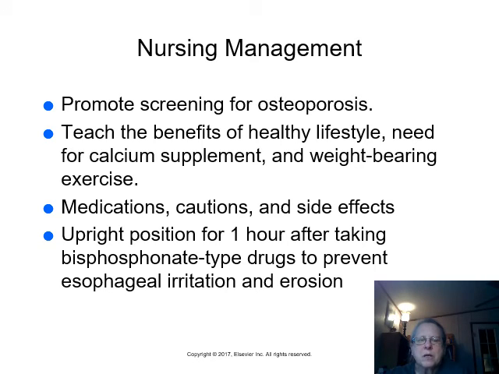Nursing management, once again, promote screening for osteoporosis, getting out there and getting a bone density scan. It's not painful, it's just real quick. Getting out there using calcium supplements and doing weight-bearing exercise like walking. Making sure that they understand the medications that they're using.